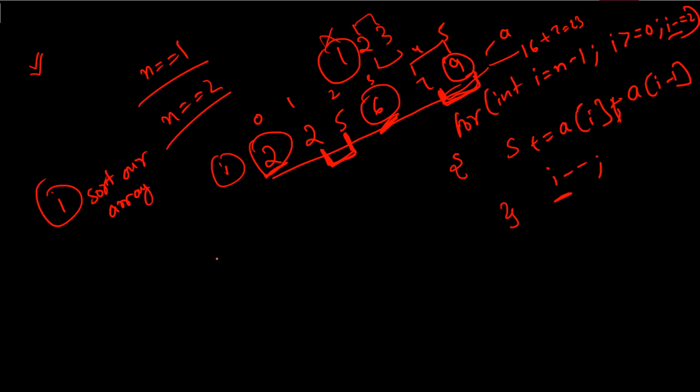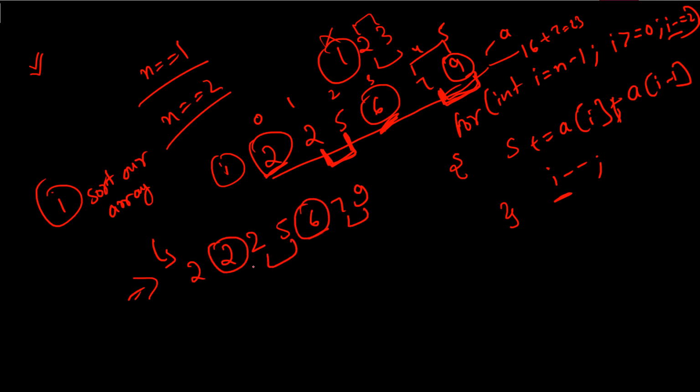But if I'm taking this particular test case, let's say 2, 2, 2, 5, 6, 7, 9, right? So we have sorted our array. Have this in mind, we have sorted our array. Now these two pair will be considered, and this is going to be ignored. These two, this is going to be ignored, right?